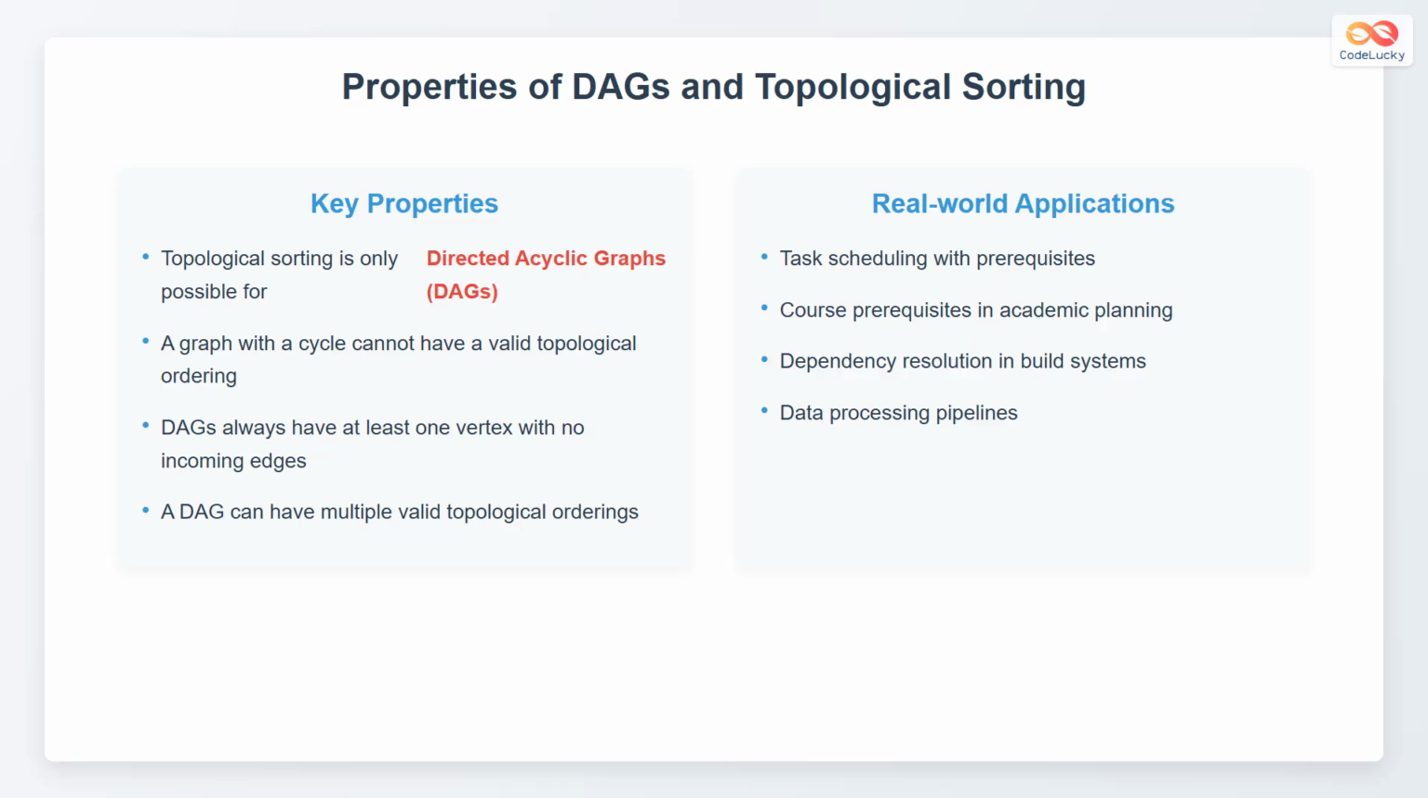In terms of real-world applications, topological sorting is used in task scheduling with prerequisites, course prerequisites in academic planning, dependency resolution in build systems, and data processing pipelines.